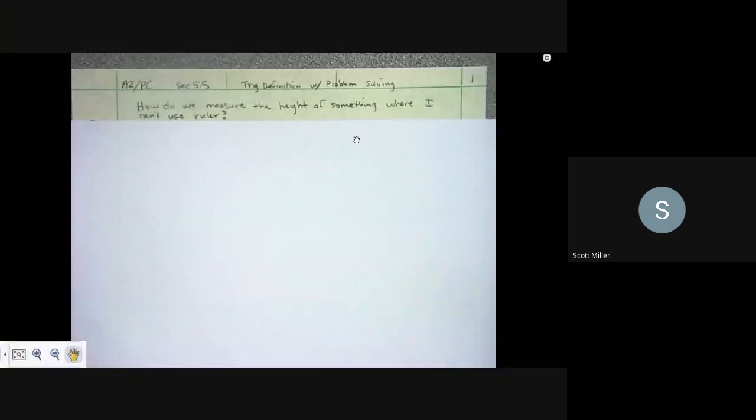Okay, so today we're going to look at section 5.5, and we have a main question we want to look at, and that is, how do we measure the height of something where you can't use a ruler? For example, if they have a tall building or a tall tree or a mountain, how do they measure the height of these things? Because you can't drop a ruler down. There's not a ruler long enough to do it. Well, that's what we're going to explore in this lesson.